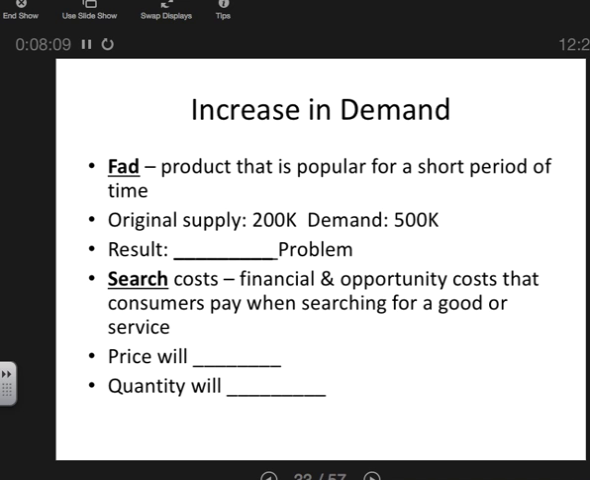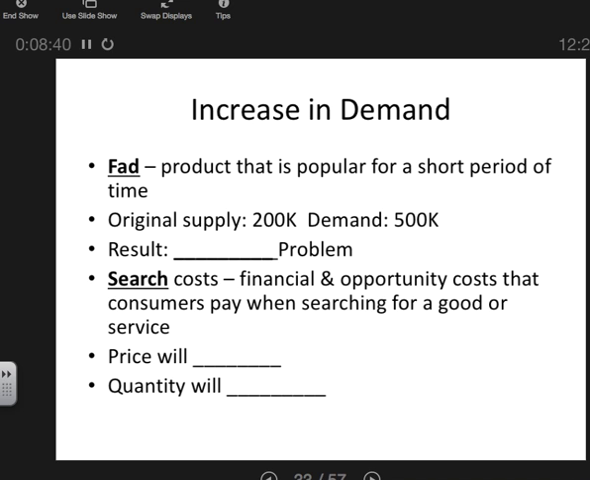Another cost that's involved with this is a search cost. We talked about New York City. If you want to find an apartment, you usually have to hire someone. So not only are you spending financial resources, but also you're spending time resources, opportunity costs where you could be doing something else right now. So whenever we see an increase in demand, we're moving to the right. What is going to happen to the price, and what is going to happen to the quantity?